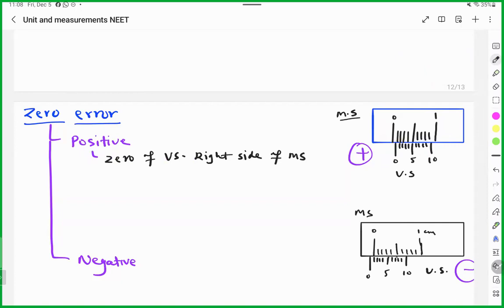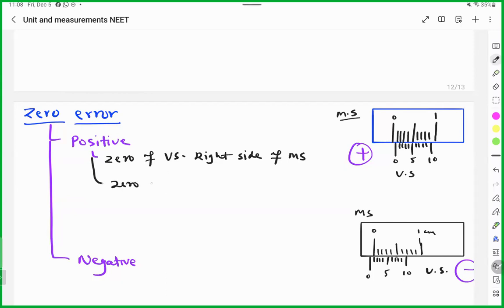Pratik, you remember, this type of question used to come in your exam and they gave the diagram also like this, right? Yes. So sometimes, guys, you get a diagram like this. They don't tell you whether it is positive zero error or negative zero error. They just give you this diagram and you have to calculate. Okay. In this case, zero error is always subtracted from the mean value.